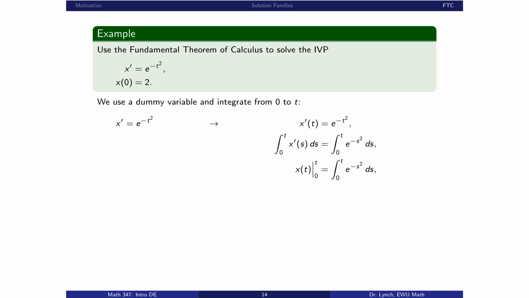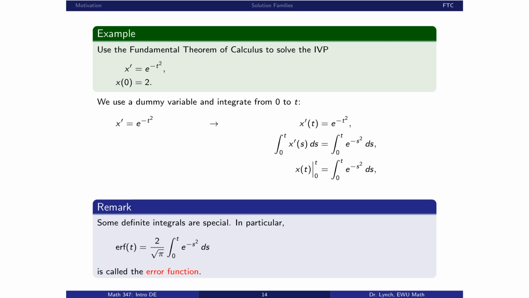So the integral of x prime of s ds from 0 to t ought to be equal to the integral of e to the minus s squared ds, again from 0 to t. Now the integral of the derivative, x prime, is just the function x, and we'll go ahead and evaluate that between 0 and t, and that should be equal to this function for which there's no elementary antiderivative.